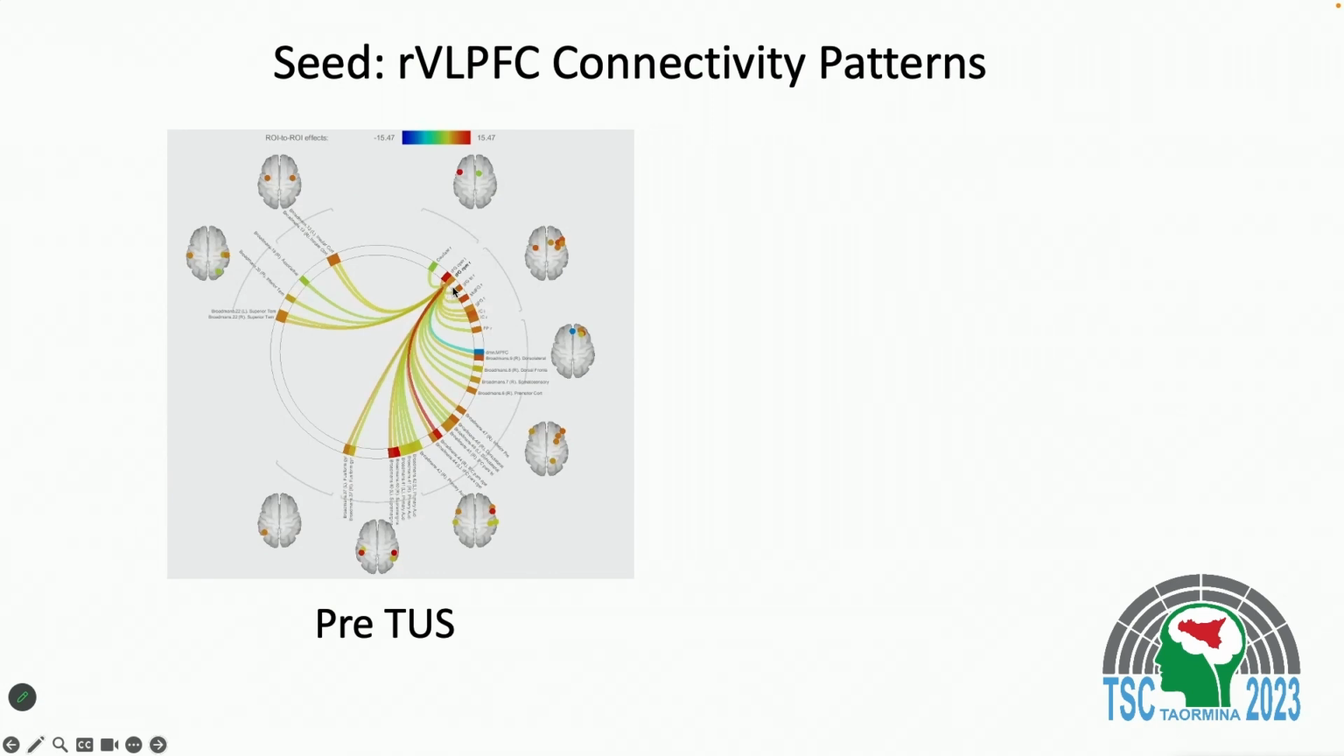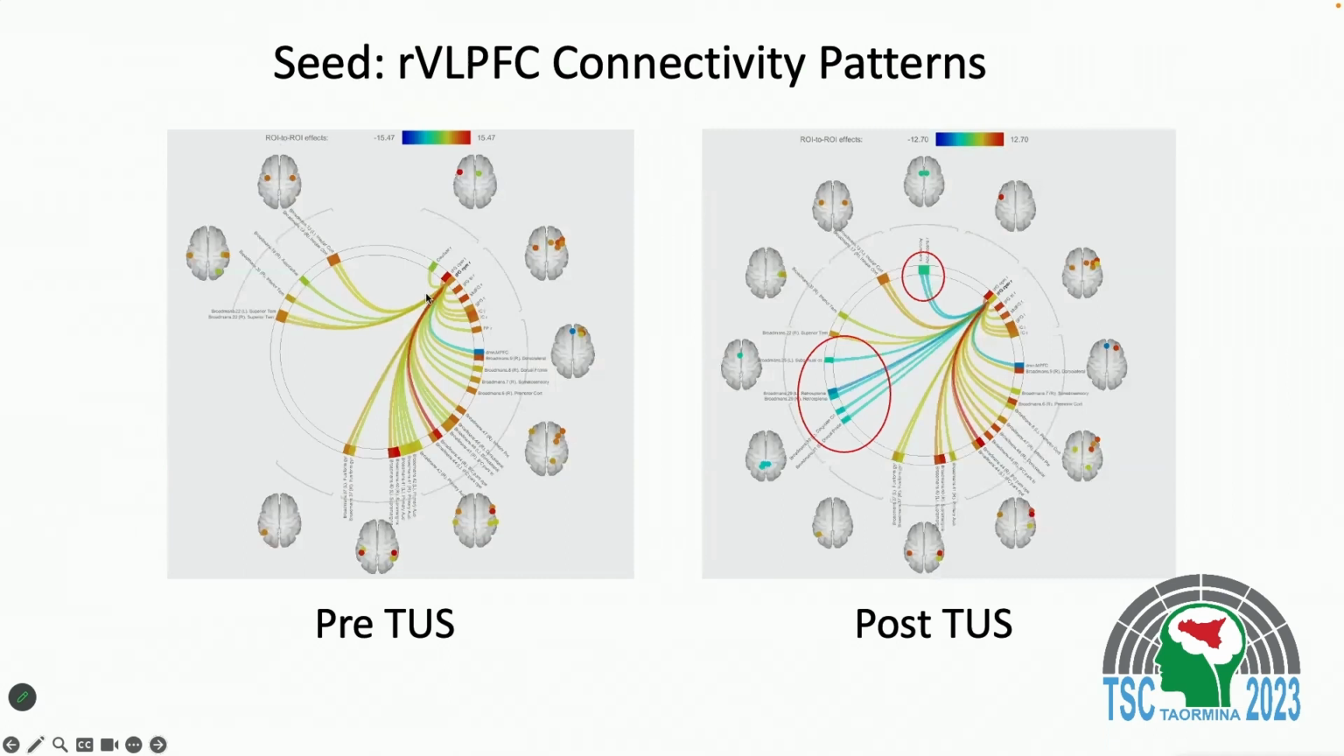After ultrasound to the right ventrolateral prefrontal cortex, we find lots of blue, which basically means reduced connectivity to that brain region. And importantly, it was in a lot of regions that show up in fMRI studies of emotion and mood regulation. So we do find that by targeting that one brain region with ultrasound, we lead to the mood effects that we were looking for, but also the changes in networks that we would assume from the fMRI literature as well.